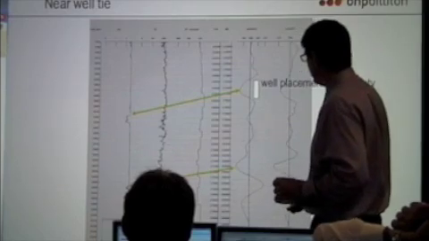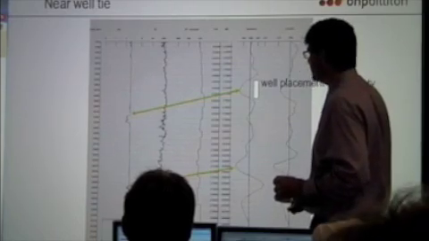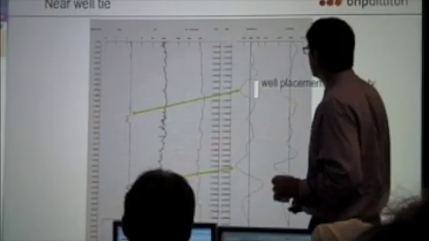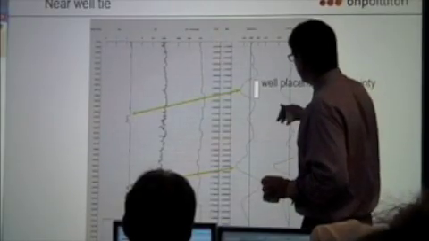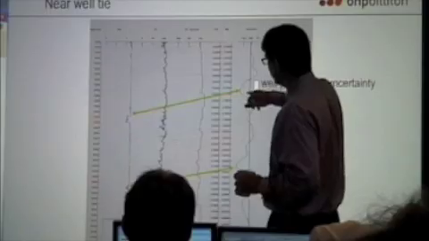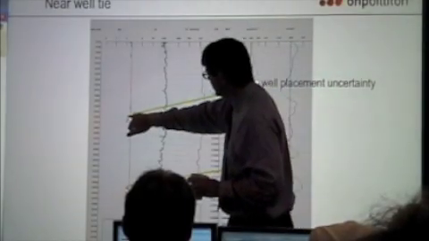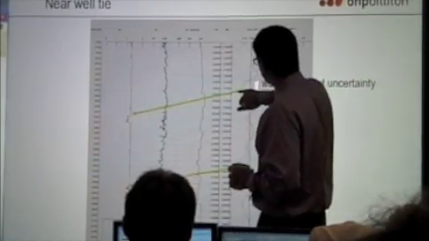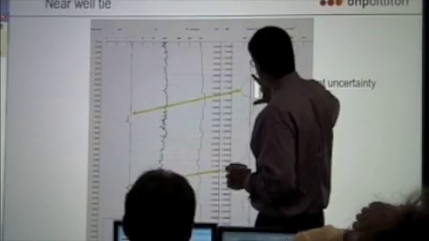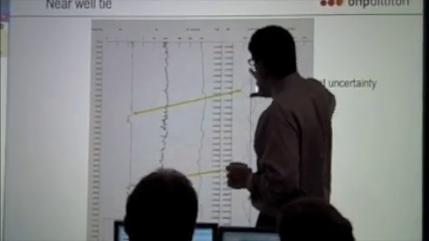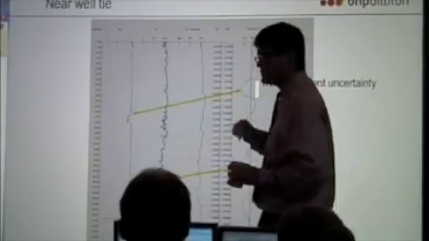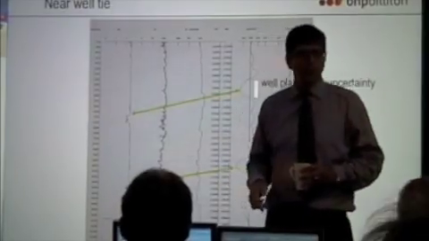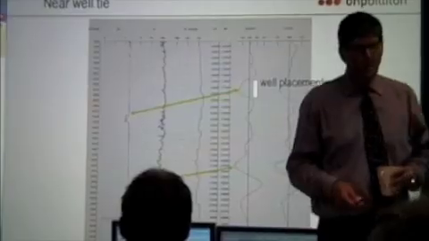You can also understand what the placement uncertainty is. As it turned out, we realized, if you looked at the seismic, that this point here corresponded to this point, with about this much uncertainty in an up and down sense in terms of the way this particular well was positioned.